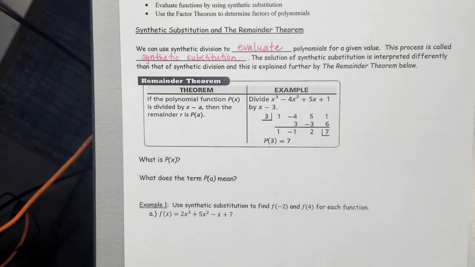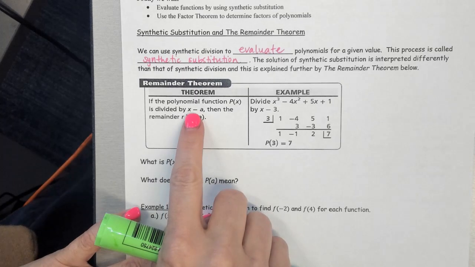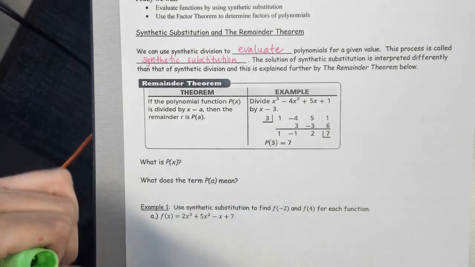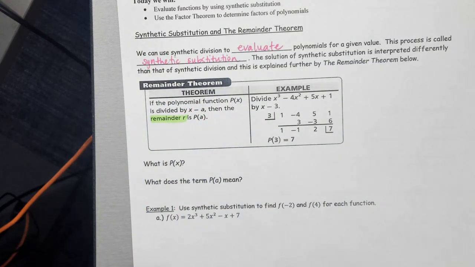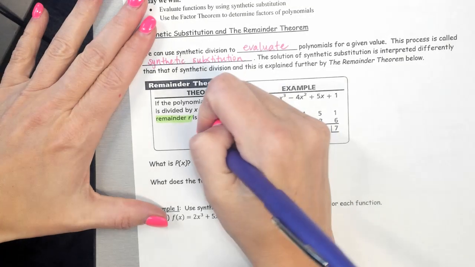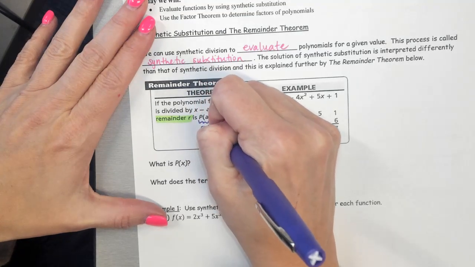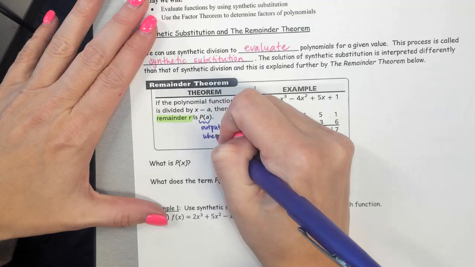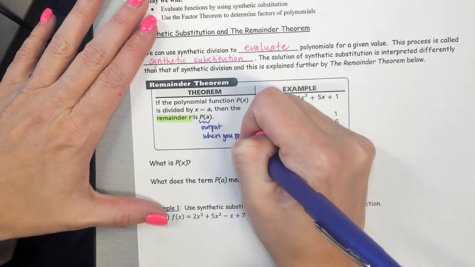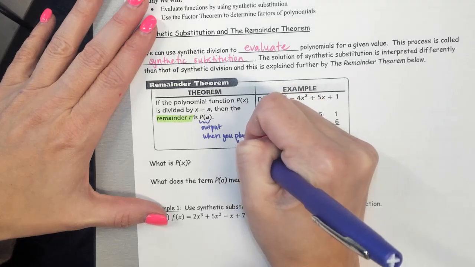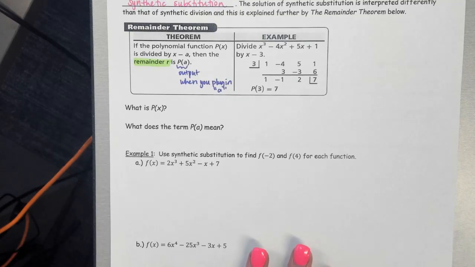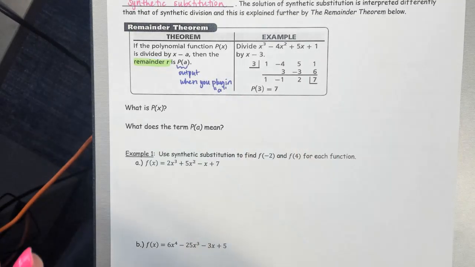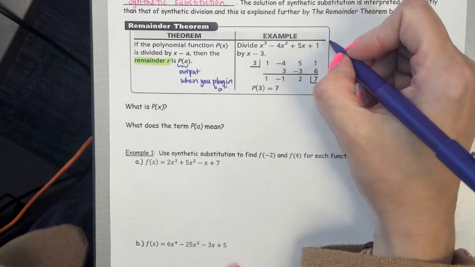So it says if the polynomial function p of x is divided by x minus a, that's just your divisor, okay, then the remainder r is, and they call it p of a. So just remember that there are these certain notations that mean certain things. Okay, p of a is the output when you plug in the variable a. So they're using a instead of an x here. Okay, so the remainder is your output. So we're going to look at this example to help us understand the theorem a little bit better.